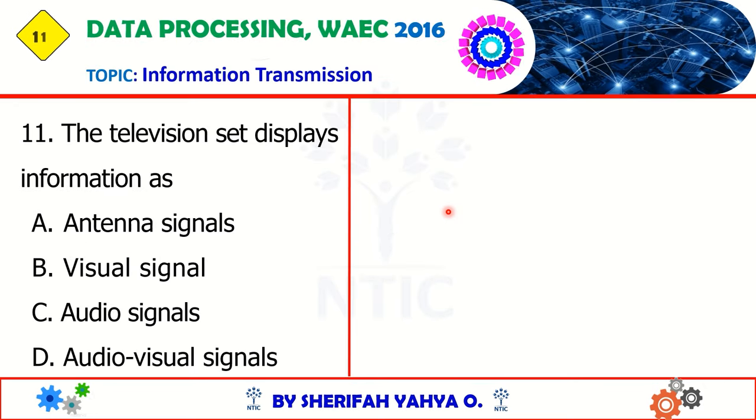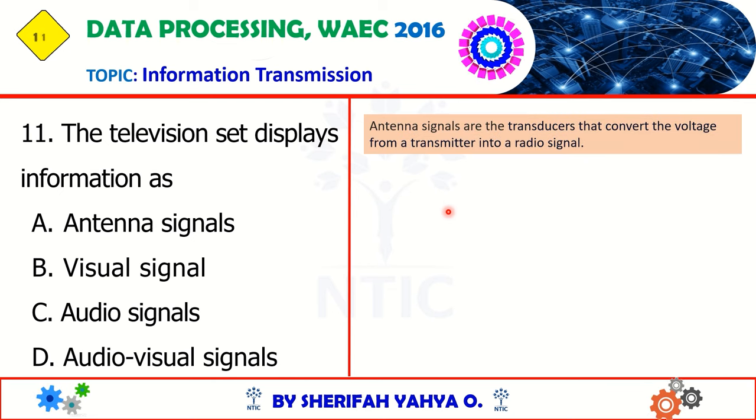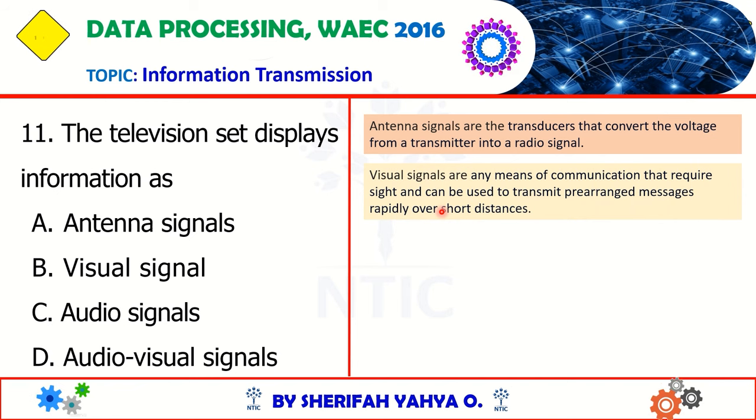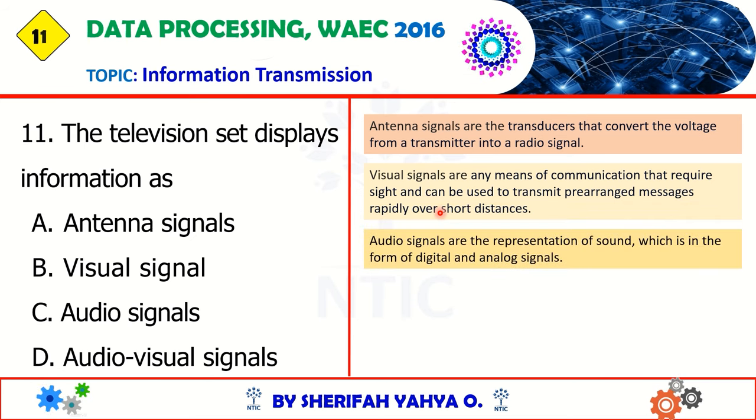Number 11. The television set displays information as well. We have antenna signal. What is antenna signal? These are the transducers that convert the voltage from a transmitter into what? Radio signal. Visual signal, that is sight. Sight, you can see what is in the television.